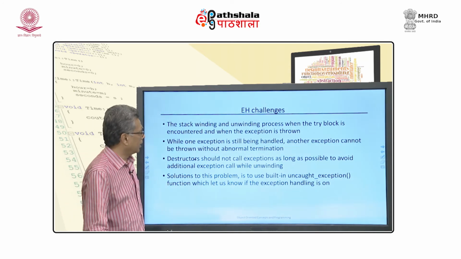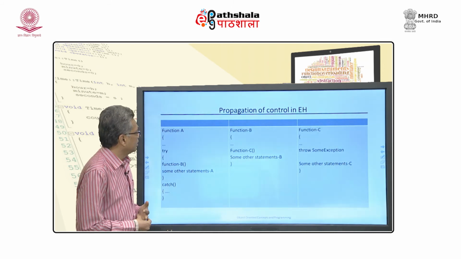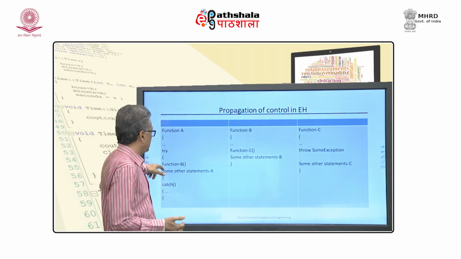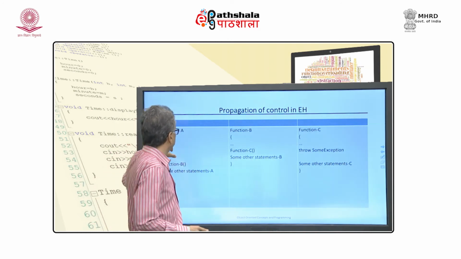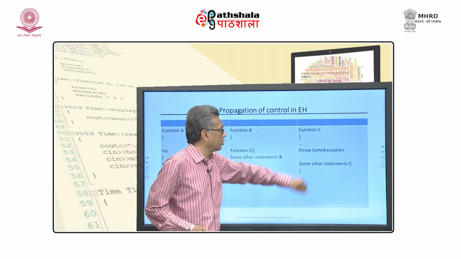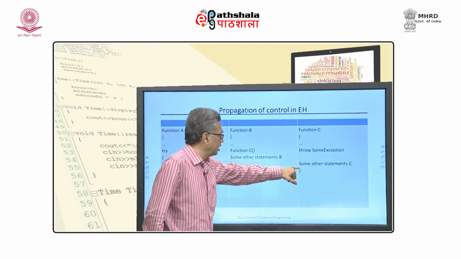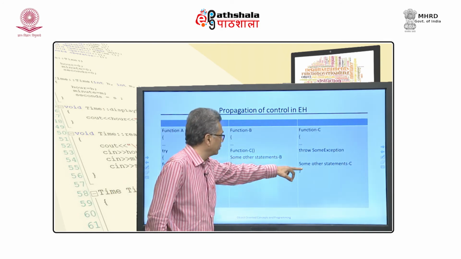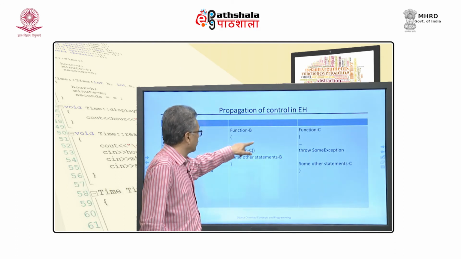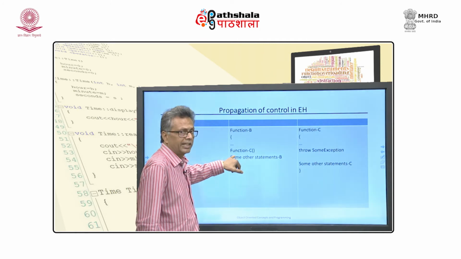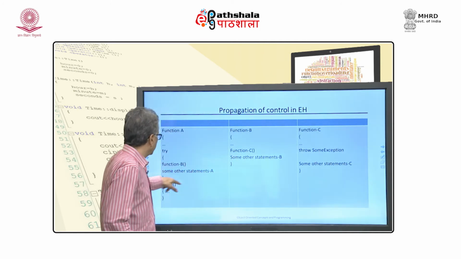Okay. There is something called uncaught exception. Propagation of control in exception handling is like this. It is quite possible that function A calls function B, which in turn calls function C, and it throws some exception, but then these statements will not be executed, because this function has called this, will come here, but even this part is not executed because the exception is not handled, will come here.